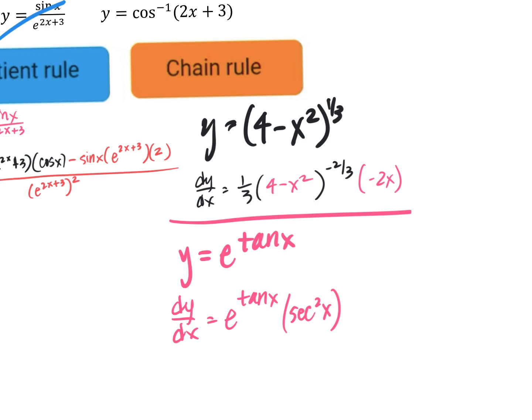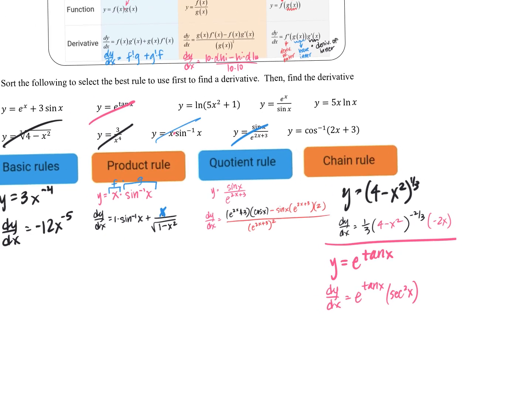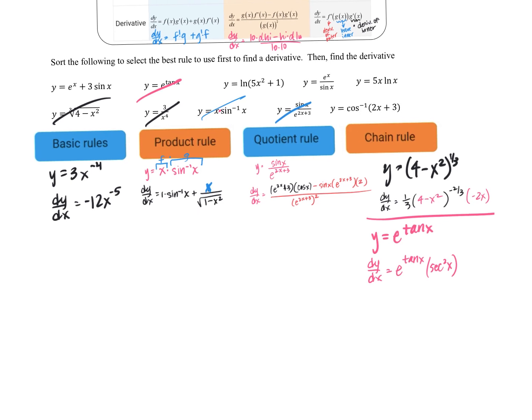You're done. I see another chain rule. I see 2 more chain rules. 5x ln. What's happening between my 5x and my ln of x? They're being what? Yeah, let's go do product rule on that.